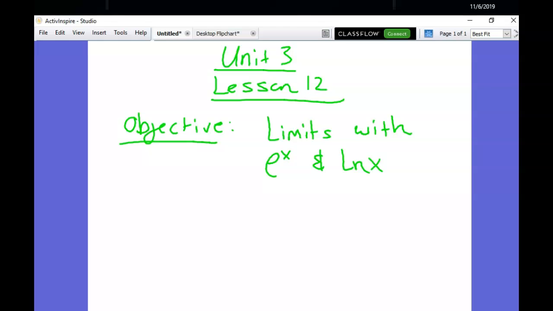Alright guys, good morning. So got your lesson here. Our last lesson for limits is today. Next class is going to be a review day opportunity for you guys before our test. So anyway, today we're talking about limits with e to the x and ln of x. Most of the limits we're going to be doing involve infinities of some kind. So let's go ahead and get started.